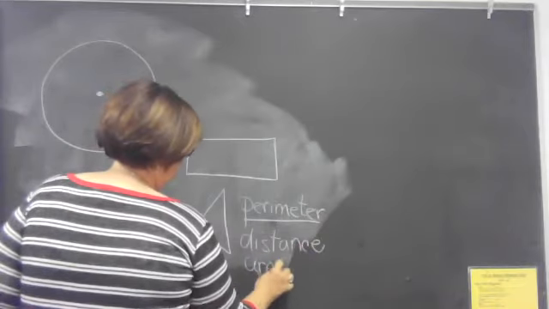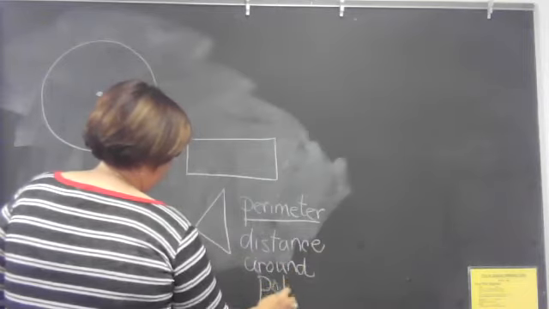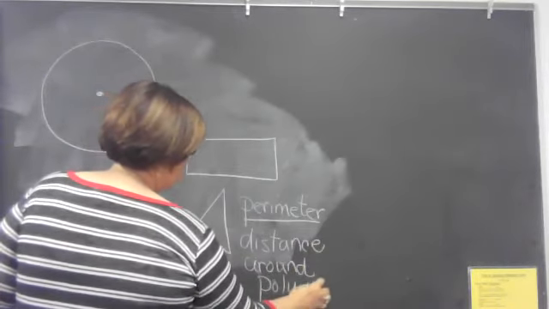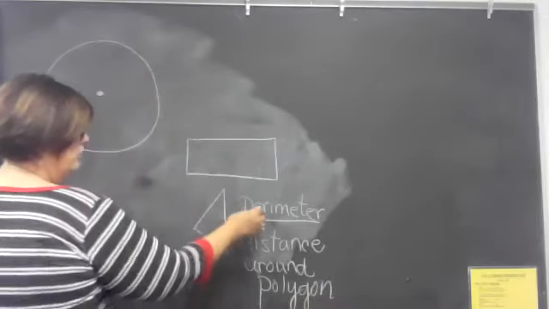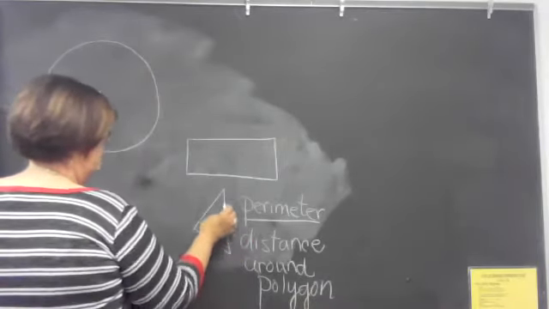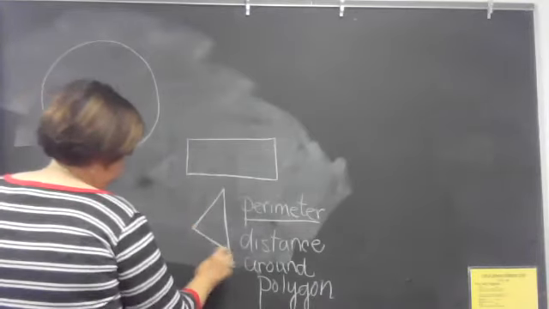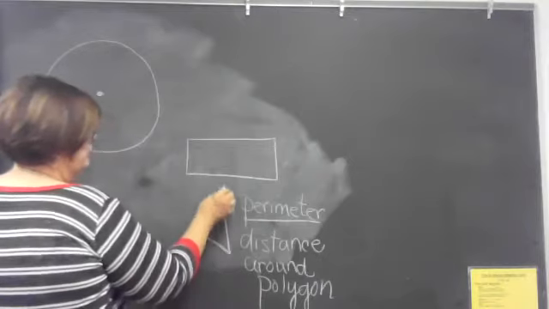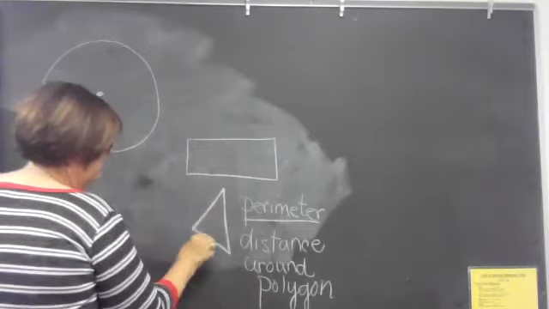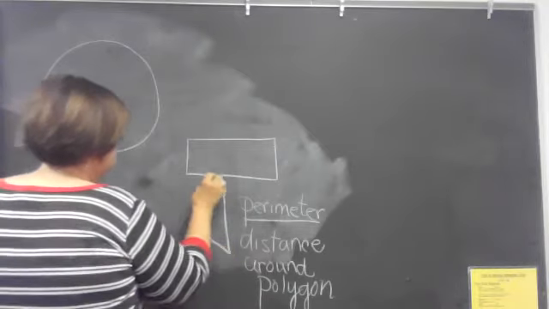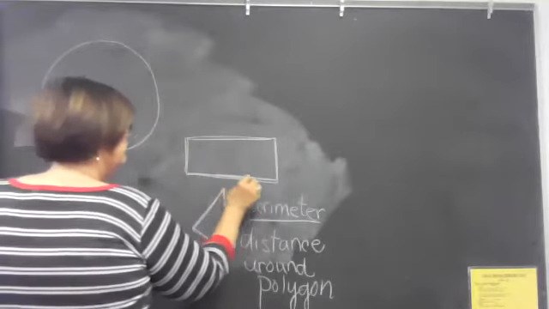Around a polygon. If you missed the lessons on polygons, you need to go back and look at the YouTube video. Perimeter simply means we add the distance here, plus the distance here, plus the distance here. Just like if you were building a fence around this area, you want to know how long that fence needs to be. The distance around, you simply add the 4 sides to get the perimeter.